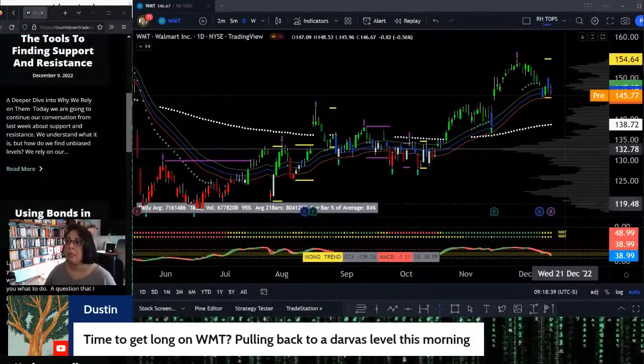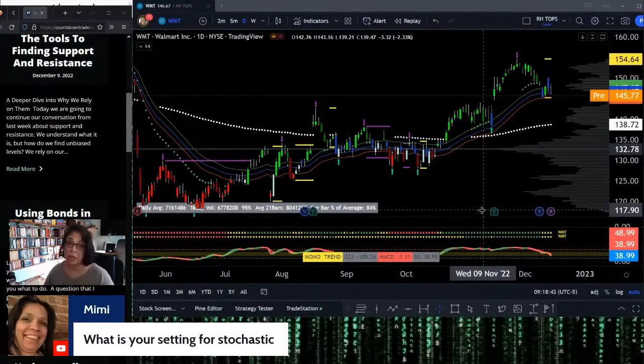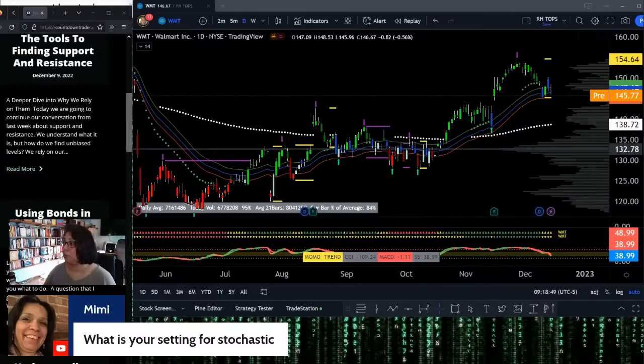Yeah. All right. Next question is, what is my setting on the slow stochastic? It is a 21K 3D with an overbought at 80, oversold at 20.